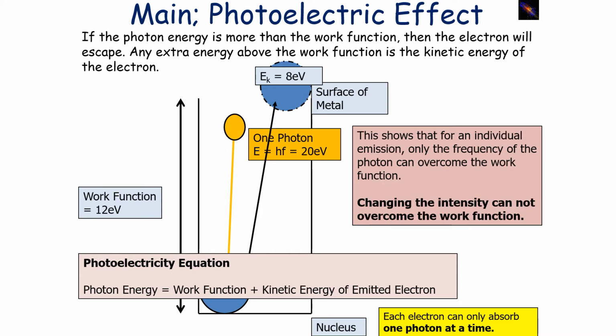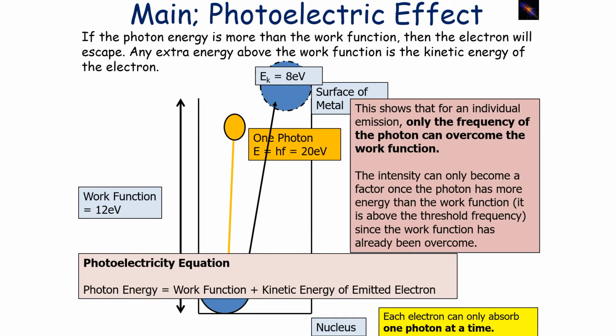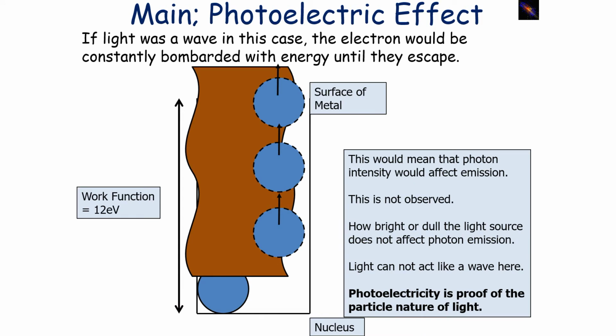Now change in intensity will not overcome the work function, so therefore it's only the frequency that affects your photoemission. The intensity can only become a factor once the photon has more energy than the work function, the frequency is above the threshold, since that work function has already been overcome. Now again, the other proof of why the photoelectric effect is proof of the particulate nature of light is that, A, the intensity is not a factor on photoemission, and secondly, there's no delay between the radiation being shined on the surface and the emission of the electrons.